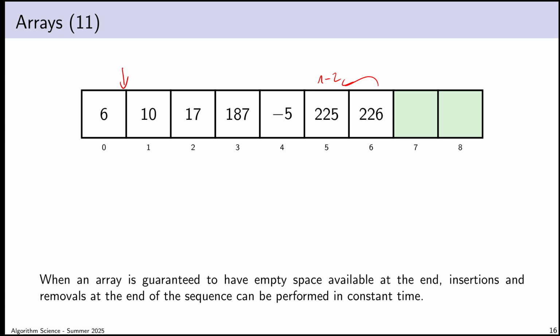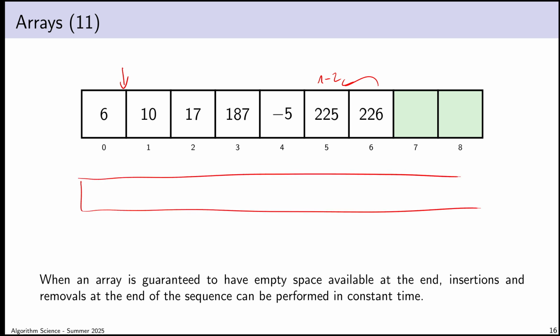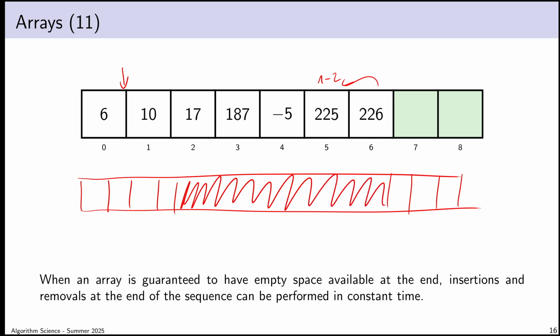Now, if you know that you're going to be doing a lot of insertions and removals specifically at the beginning and end, what you could do is arrange it so that the empty space is on both sides. So your array itself is actually basically in the middle here. And that way, if you want to insert at the beginning, you don't have to move anything around. And if you want to insert at the end, you don't have to move anything around.